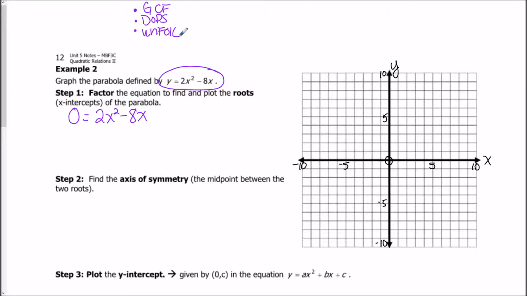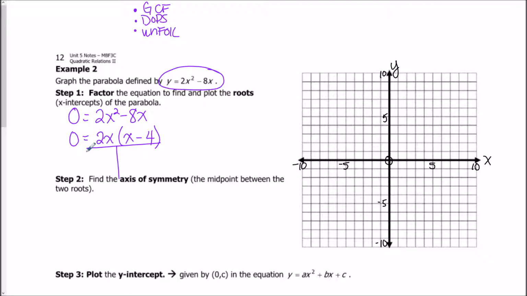Is there anything in common with both of those terms? Yes, there's a 2x in common. So I'm going to factor out a 2x, and 2 divided by 2 is 1, and x squared divided by x to the power of 1 is x to the power of 1. And then negative 8 divided by 2 is negative 4, and our x's cancel.